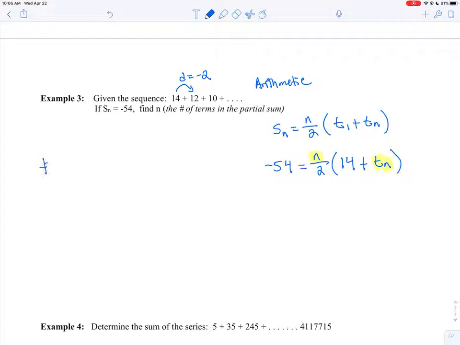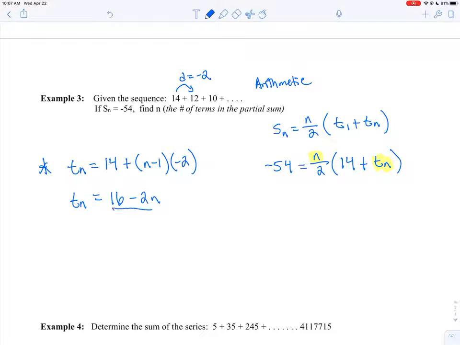So I want to go over here on the side and say, all right, our t sub n is going to equal, using our arithmetic sequence formula, 14 plus n minus 1 times our difference, which is -2. If we simplify this a little bit, t sub n is going to be 16 minus 2n, because you distribute the -2 first through the n minus 1. That would become a +2, so that's where the 16 is coming from, minus 2n.